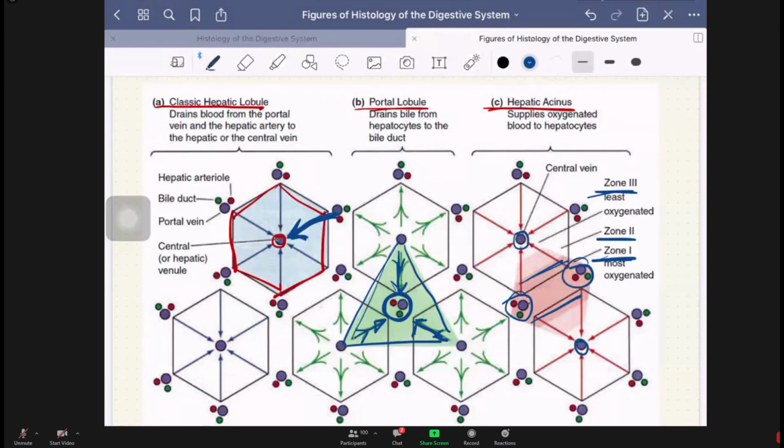So in the zone 1, that is closer to the branches of hepatic artery, the oxygen content in the zone 1 will be much more than the zone 2. Zone 2 oxygen content will be less, and in the zone 3 the oxygen content is very few. So the amount of metabolism will be much more in the zone 1, then zone 2, and then zone 3.